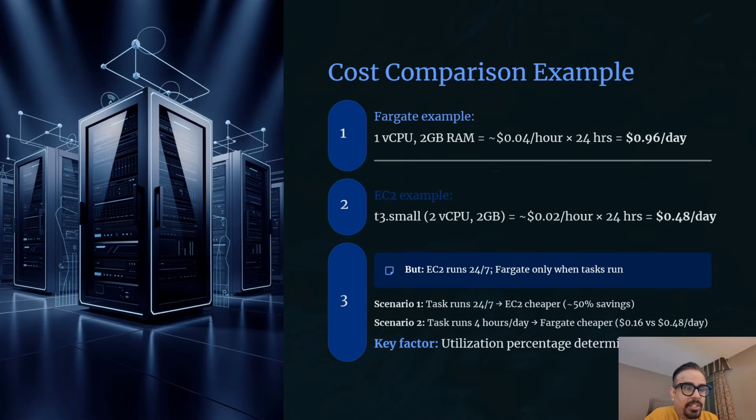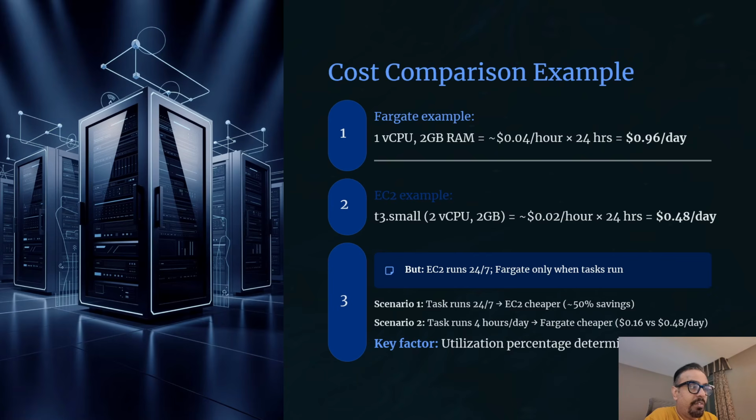However, the critical difference is utilization. EC2 charges even when idle, Fargate charges only when containers are running. If your task runs 24/7 at high utilization, EC2 is the winner over there. You are paying for an instance you are fully using and it's cheaper per resource. If your task runs 4 hours per day, Fargate costs about $5 per month, while EC2 still costs you $15 per month because the instance runs 24/7. So Fargate wins significantly over here.